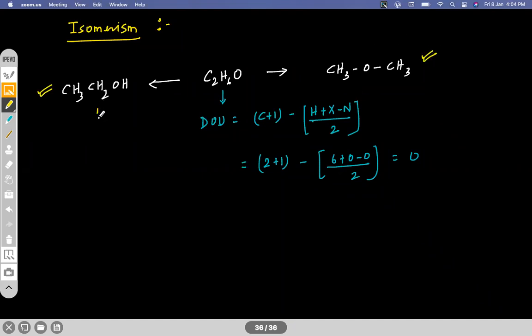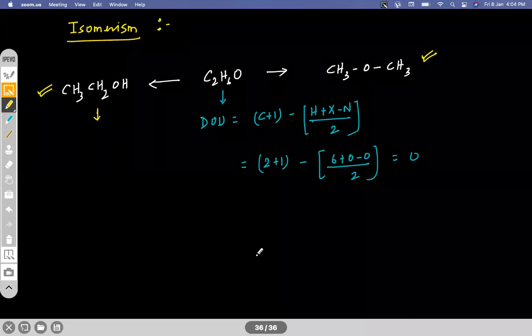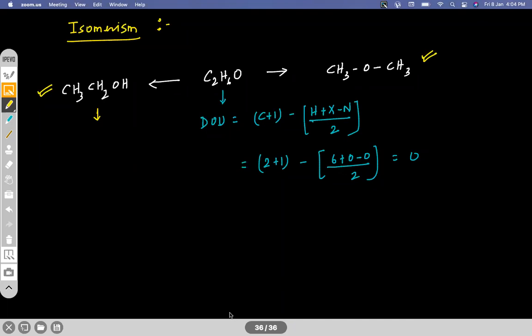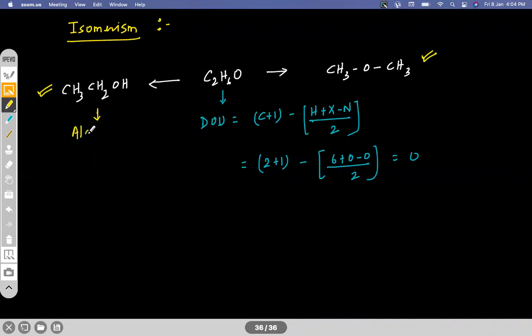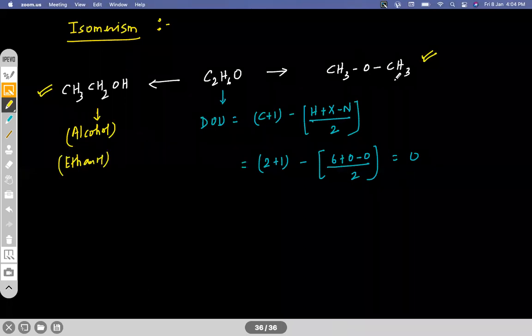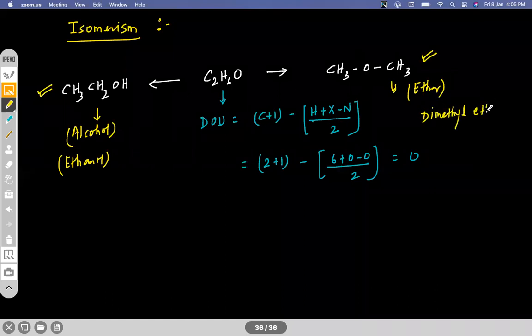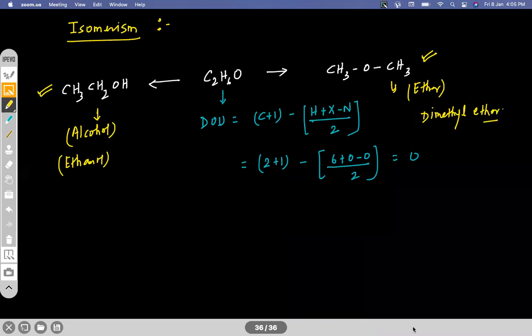Now, what is the IUPAC name of this compound? It is ethanol. It is an alcohol because the functional group OH is present. So this we call ethanol. This one is an ether and we call it dimethyl ether. Methoxymethane also you can say.